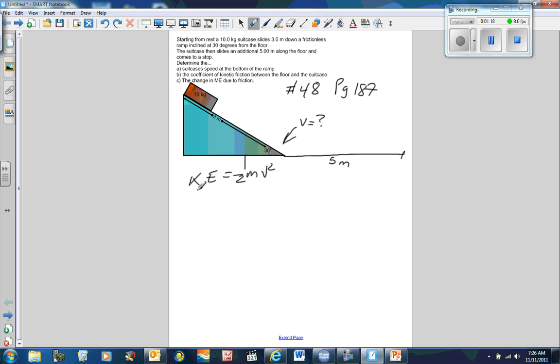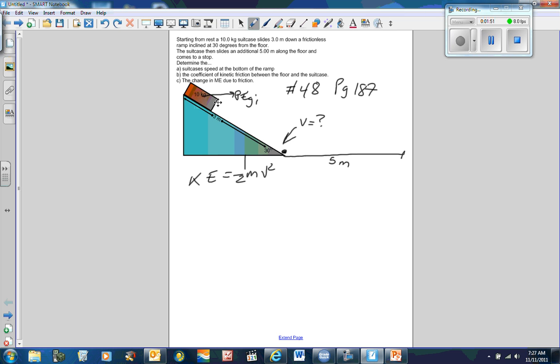All right? So if I can find the kinetic energy at the bottom of this ramp, and I know the mass already, so if I know kinetic energy and I know mass, I can find the velocity. And I do know mass is 10 kilograms. So we just need to find the kinetic energy right here at the bottom of the ramp. To do that, we have to think about the fact that up here this has gravitational potential energy, and that's it. That's the initial energy. It has no kinetic because it starts from rest.